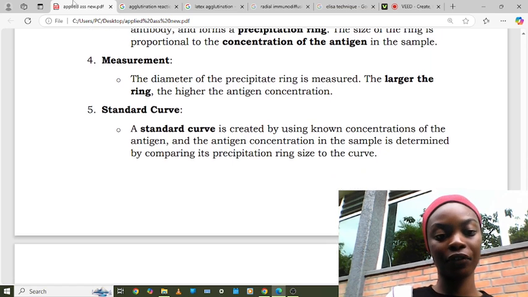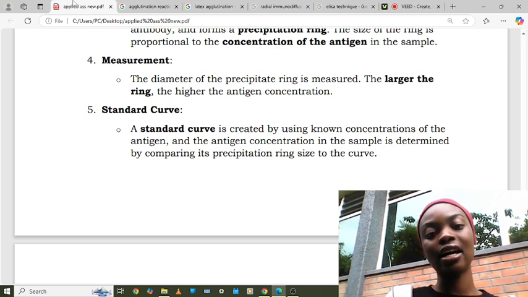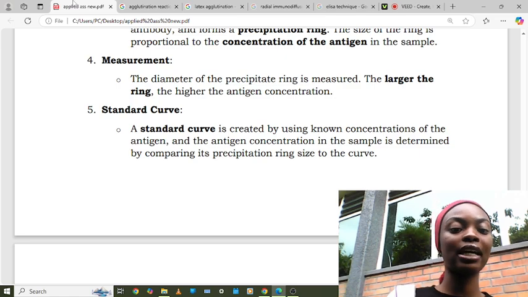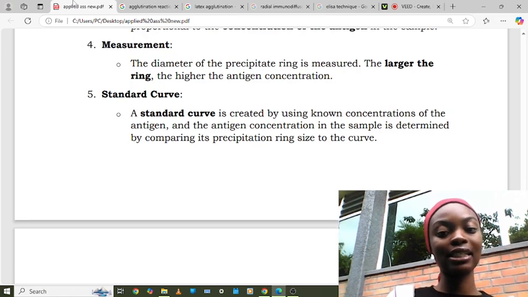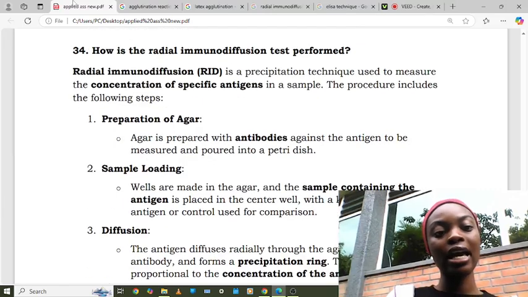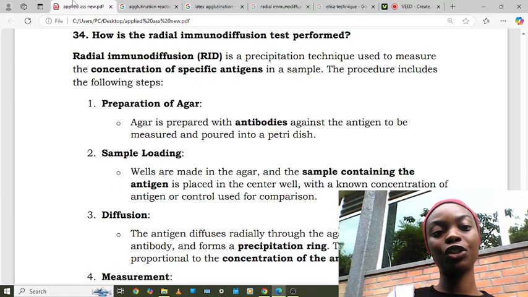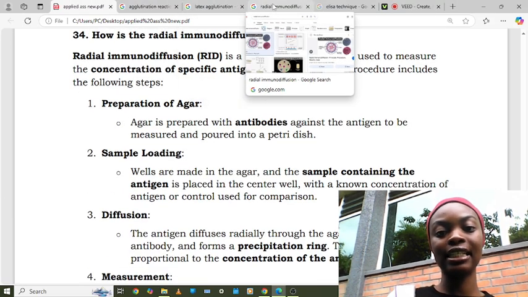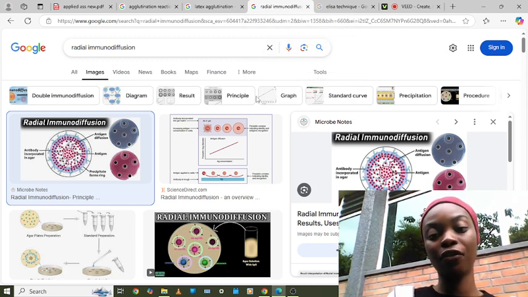And standard curve. A standard curve is created by using no concentration of antigen, and the antigen concentration in a sample is determined by comparing its precipitation ring size to the curve. So, in short, radial immunodiffusion test is a kind of test which is performed on an agar, on a gel.